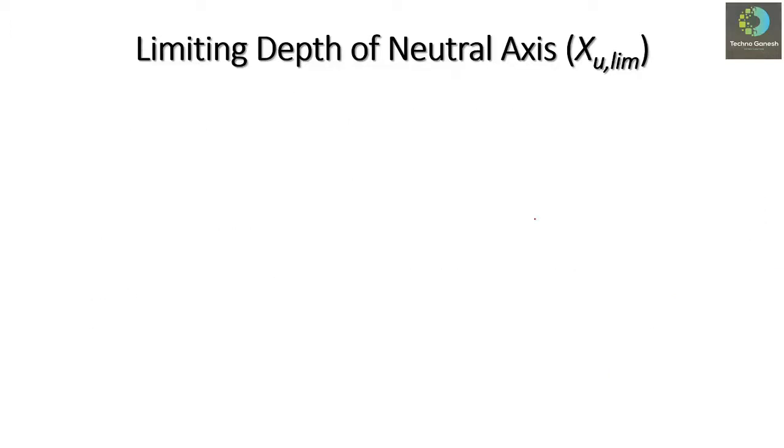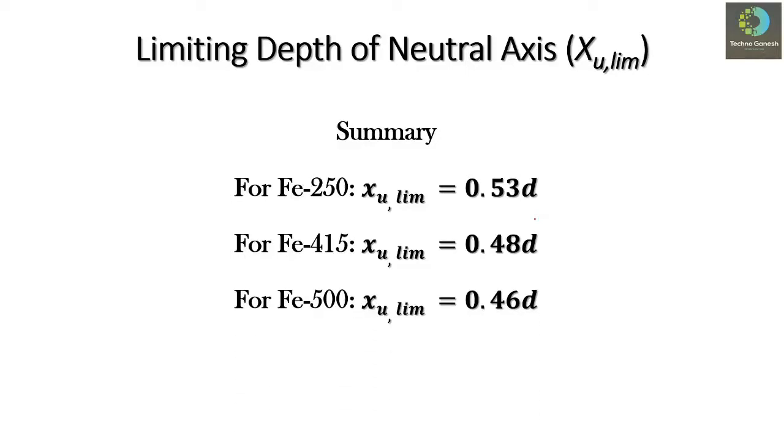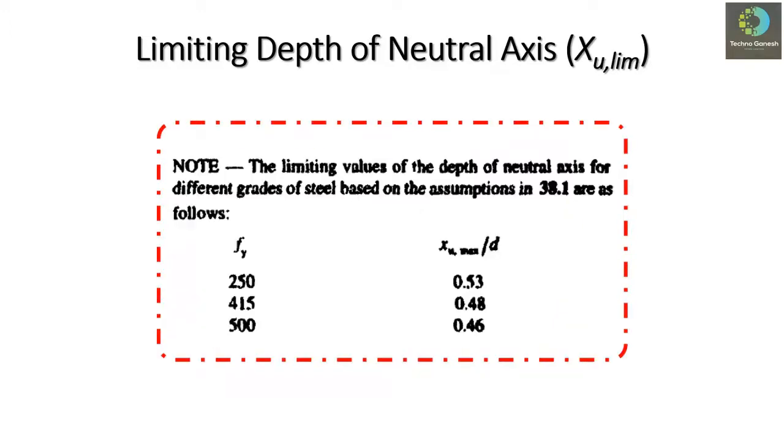Let us summarize this: for Fe250 grade of steel, the value of XU limiting will be equal to 0.53 D. For Fe415, the value of XU limiting will be equal to 0.48 D, and for Fe500 grade of steel, the value of XU limiting will be equal to 0.46 D. So, if we know the section sizes, and the grade of steel used for that particular reinforced concrete section, then we'll be able to calculate the value of limiting depth of neutral axis for that section.